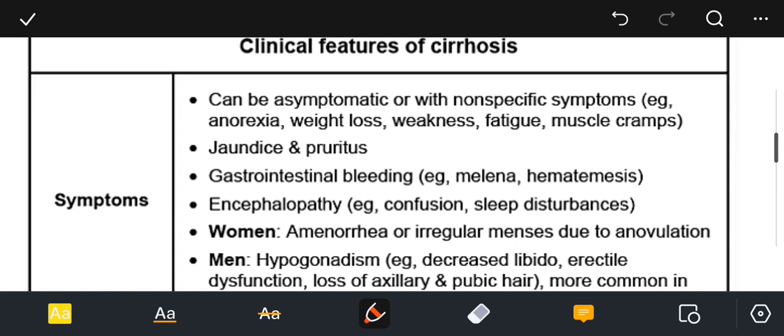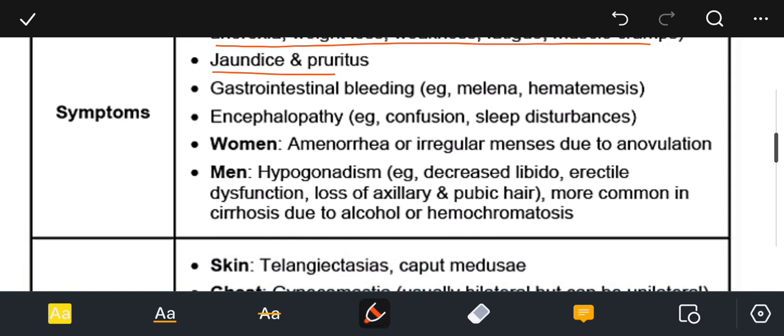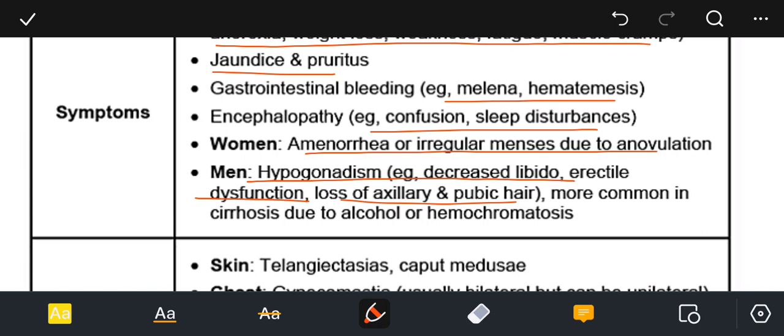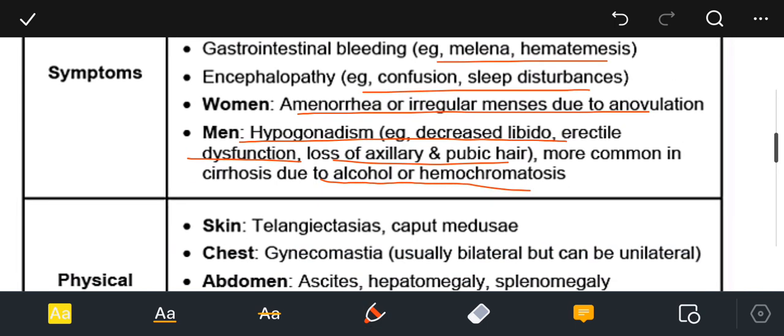For example, anorexia, weight loss, weakness, fatigue, and muscle cramps, jaundice and pruritus, gastrointestinal bleeding, for example, melena and hematemesis, encephalopathy, for example, confusion and sleep disturbances. Women will have amenorrhea or irregular menses due to anovulation. Men will have hypogonadism, for example, decreased libido, erectile dysfunction, loss of axillary and pubic hair. They are more common in cirrhosis due to alcohol or hemochromatosis.